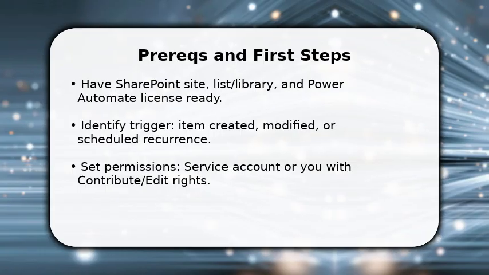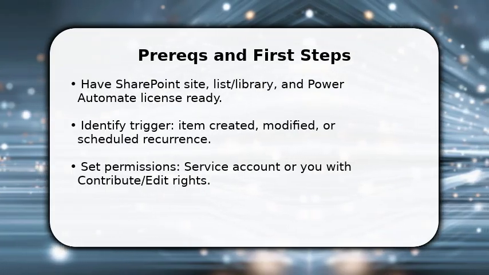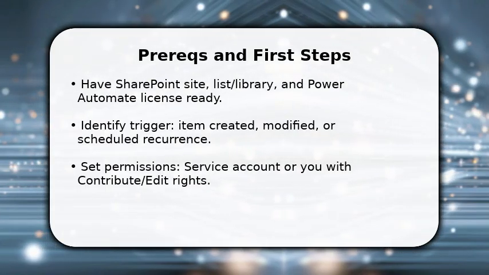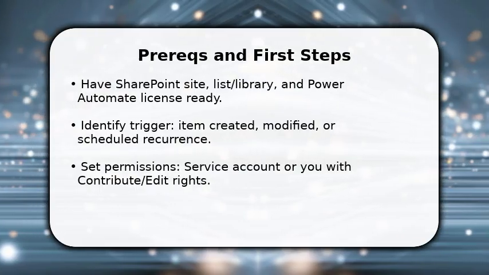Make sure to use the internal list name. You should also verify permissions now so connectors authenticate. Otherwise, the flow will fail at the first run.